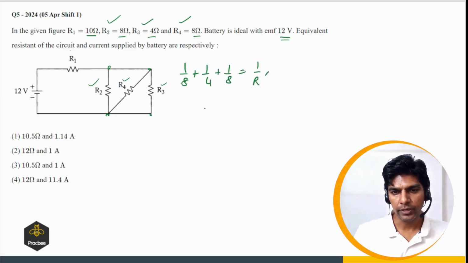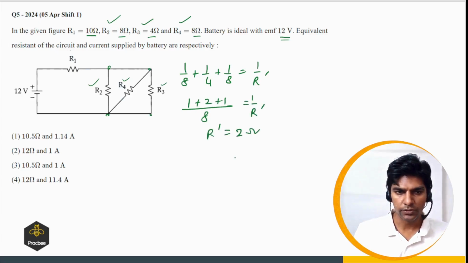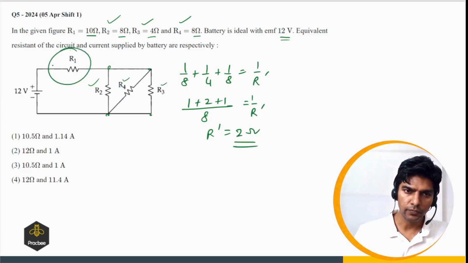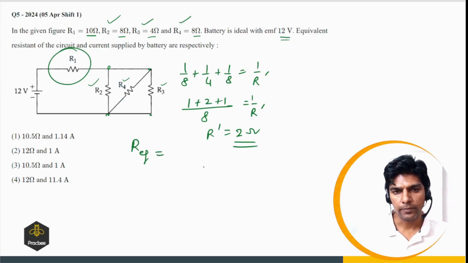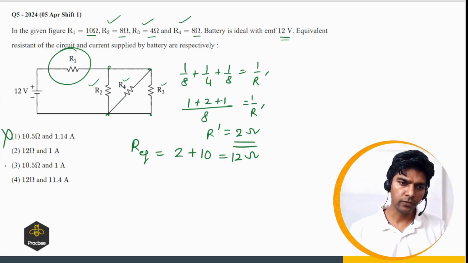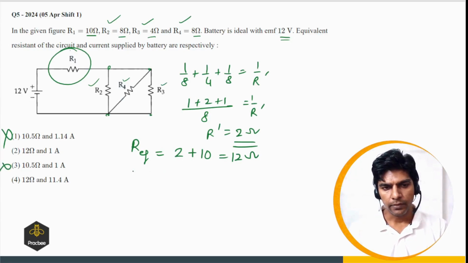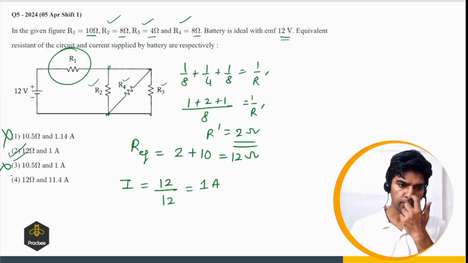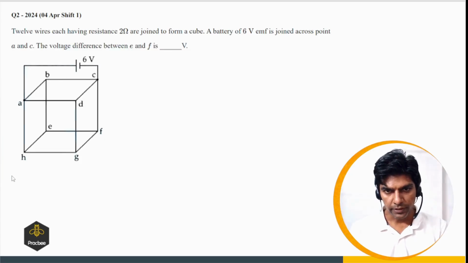Let me call this as R prime. So this will be 1 plus 2 plus 1. So R prime comes out to be 2 ohms. Now this 2 ohms resistor is in series with R1. So R equivalent will be 2 plus 10. So 12 ohms is the equivalent resistance. So option 1 and option 3 are incorrect. And we want to find the current supplied by the battery. So current will be EMF divided by the equivalent resistance, which is 12. So it comes out to be 1 ampere. So option 2 is the right answer. Okay, let us see next question.